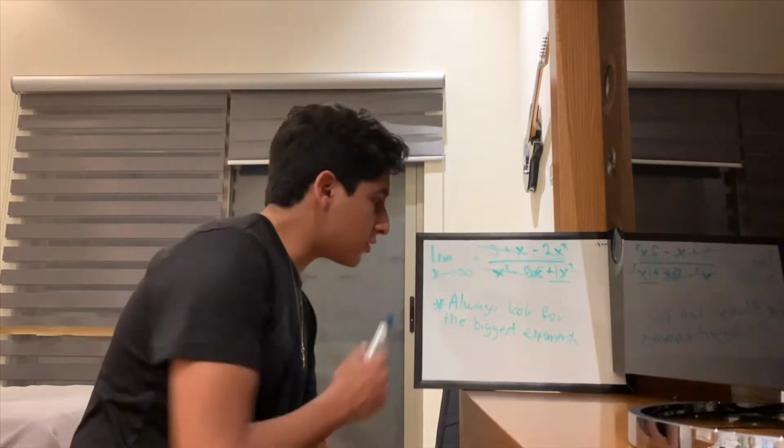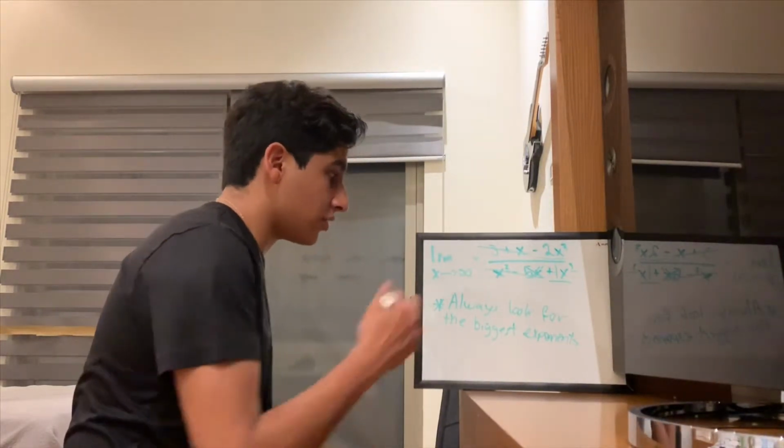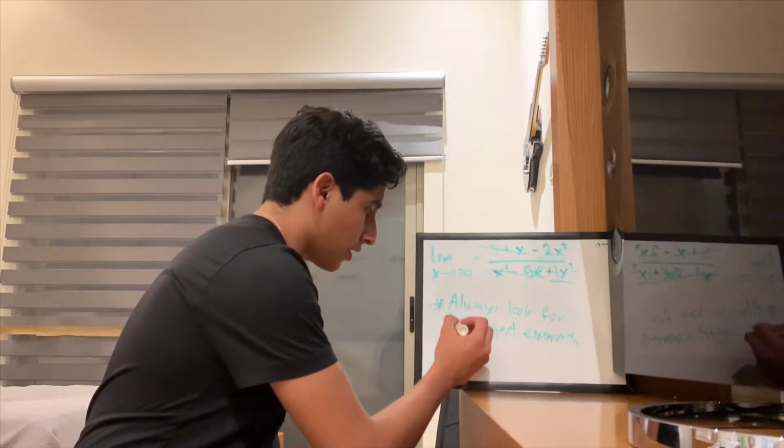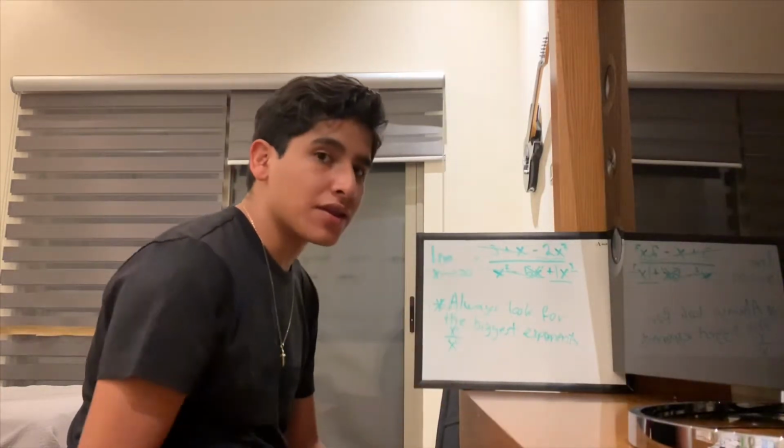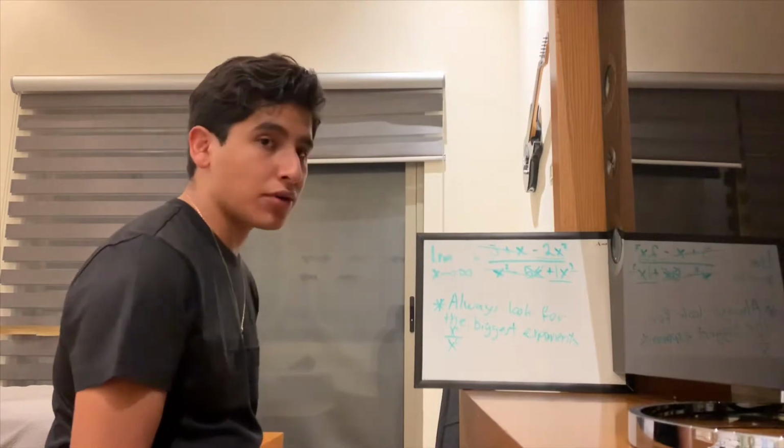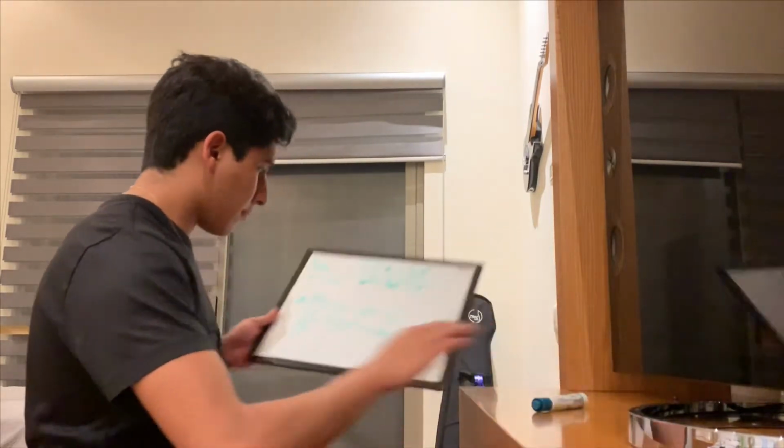Here's the first one. Always look for the biggest exponents on the denominator and on the numerator, and cross out everything else. That's really important. Next one.